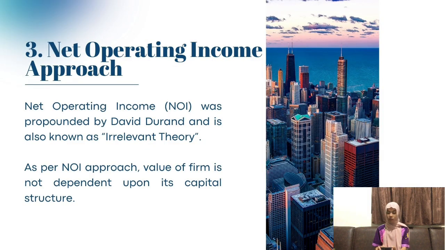And then moving on, we have the third approach, the net operating income approach. This is under the irrelevance of capital structure, which believes that there is no relationship between the value of the firm and the debt and equity of the firm. Yun lang siya, like, the value of the firm is independent on the debt and equity of the firm. Here, net operating income was propounded by David Duran and is also known as irrelevant theory.